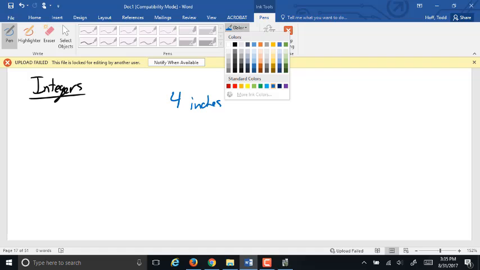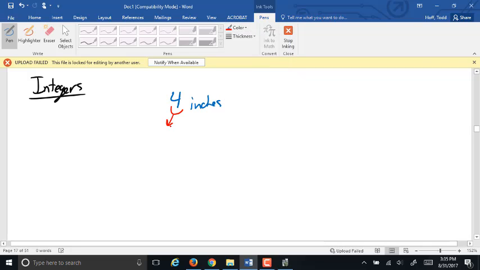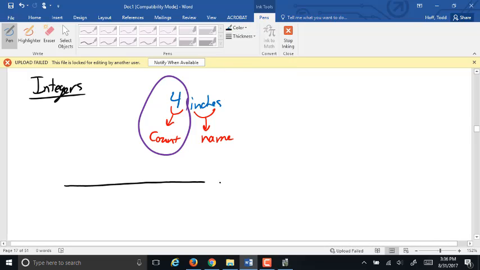like 4 inches, we have two parts. We have that count, and we have the name. For right now, for tonight, we're going to be focusing for the next little bit on just the count. That 4, that amount, and how we work with that. So the first thing we need to do is represent that count.